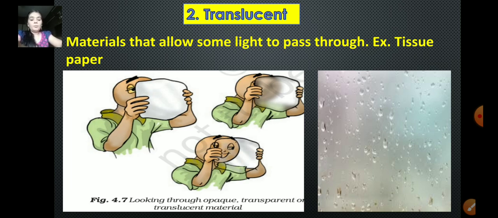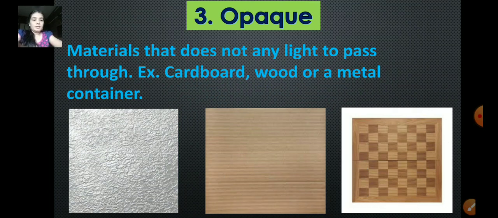Yes. Now, this already, as I explained, is what is called opaque. So materials that do not allow any light to pass through are called opaque. Examples are cardboard, wood or a metal container.